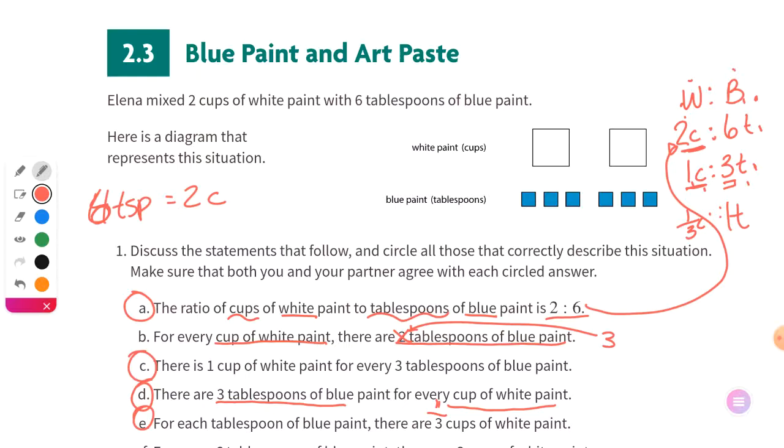G, the ratio of tablespoons of blue paint to cups of white paint is 6 to 2. It says blue to white. Yeah. Blue to white, 6 to 2 is also yes.